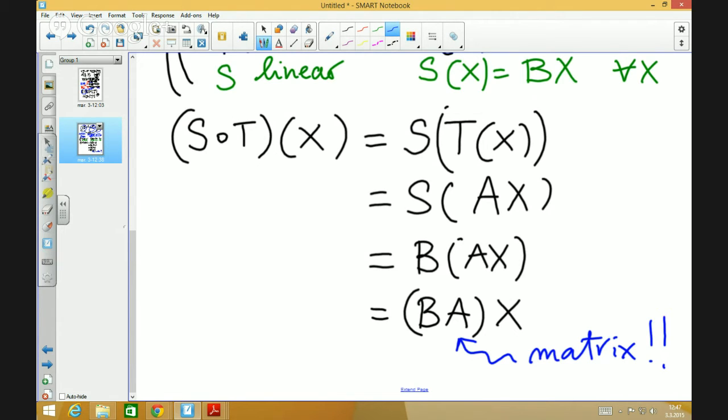Fantastic. That's another benefit of linearity. Instead of dealing with this function composition, which might be strange, we just do a matrix multiplication and we are cool. So function composition is nothing but multiplication in disguise. Well, at least if you're dealing with linear functions.